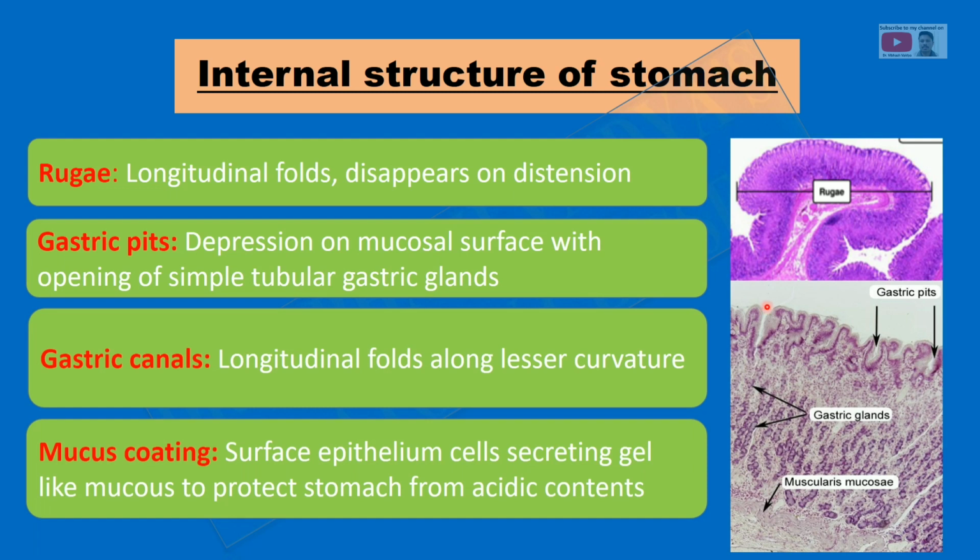Then in the second picture, we can see a small gastric pit, and these gastric pits are depressions on the mucosal surface with the opening of the simple tubular gastric glands. Here we can see these simple tubular gastric glands. So the gastric pit acts as an opening of the gastric gland.